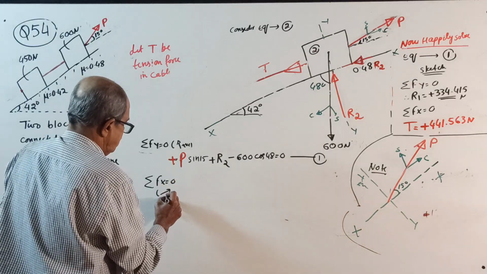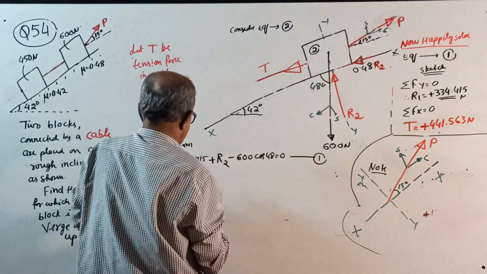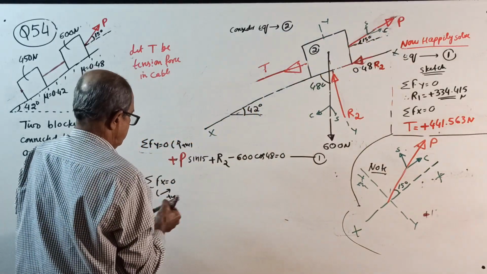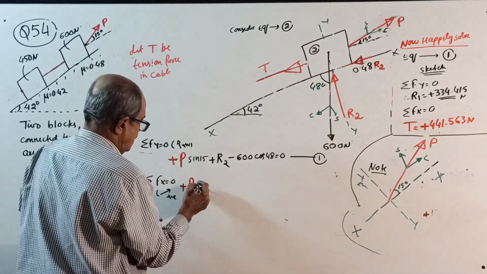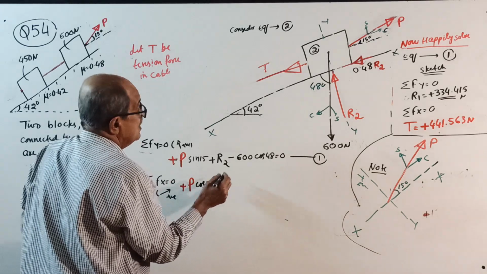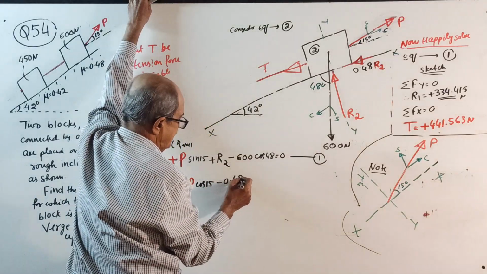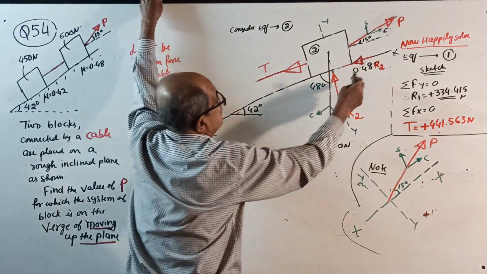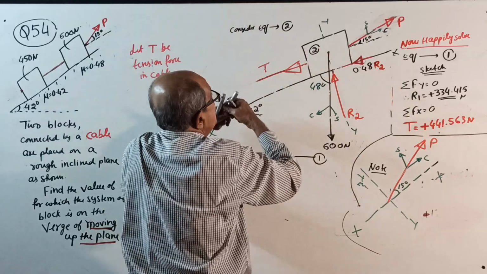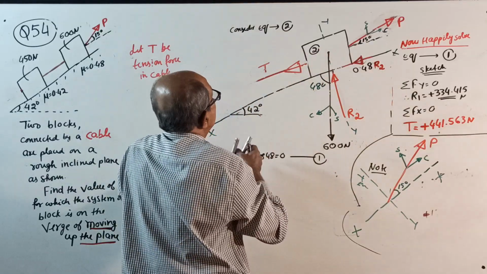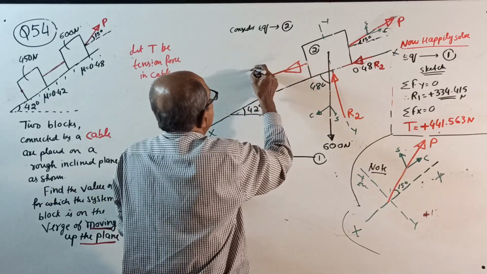Then sigma Fx = 0. Take right side positive. See. Plus P cos 15, minus 0.48 R2. This is not there. Then see, by this time you have written the tension answer. How much did you get here? This tension, how much? See, this tension, now you write the answer.